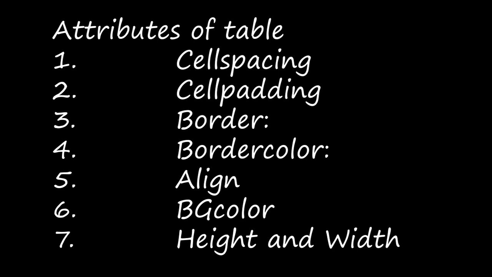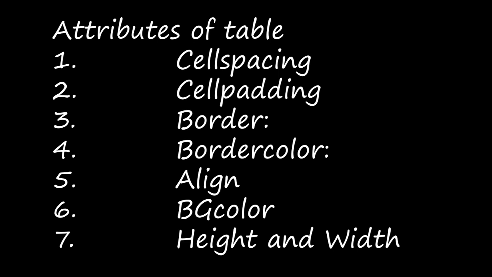Okay, and the next one, border color. This is used to apply color to the border lines, right? And the next one is align. This is used to set the position of the table within the browser window. Left is the default position. You can either align it to right or center by using the value of align attribute, right? And the next one is bgcolor. That is used to apply the background color of the table.